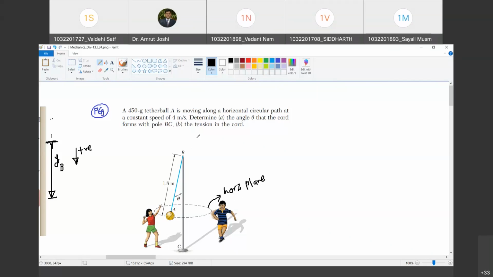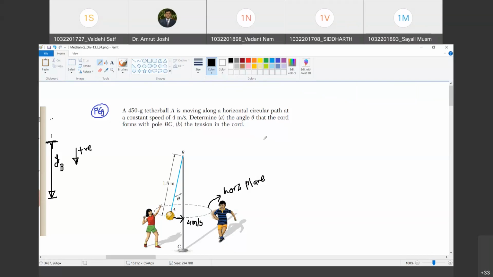Then it is moving with constant speed. So speed along this periphery is constant and it is given as 4 meter per second. Do you agree with me? Yes, sir. Now, when a particle exhibits curvilinear motion, we can write down its acceleration in three coordinate systems. One is Cartesian, another one is radial and transverse, and normal and tangential. Do you remember that?